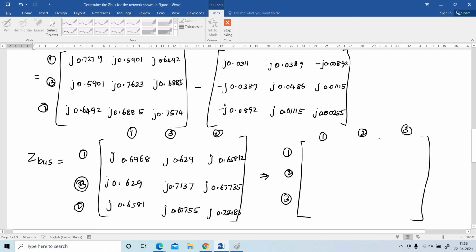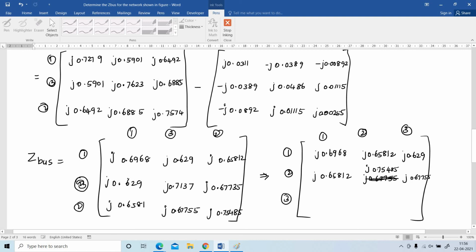So in this way I am going to rewrite the Z bus matrix. So 1 2 3. So 1 1 J 0.6968, 1 2 is J 0.65812, then 1 3 J 0.629, then 2 1. 2 1 is J 0.65812 and 2 2. 2 2 is, yes, 2 2 is wrong. 2 2 is J 0.75485.